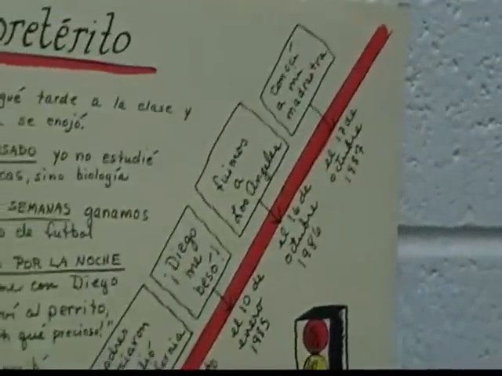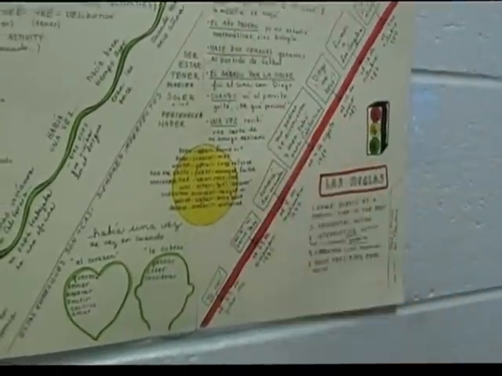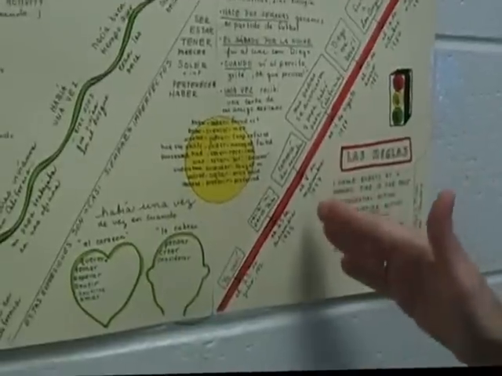The pretérito is a completed action past tense. It is the past tense that you use when something is over and done with. It's a single event at a specific time in the past. If you look at the timeline here, you'll see that there are specific events that happened along the timeline. Each one of those would be pretérito. They would be completed actions, and you would use the past tense of the pretérito when you translate.